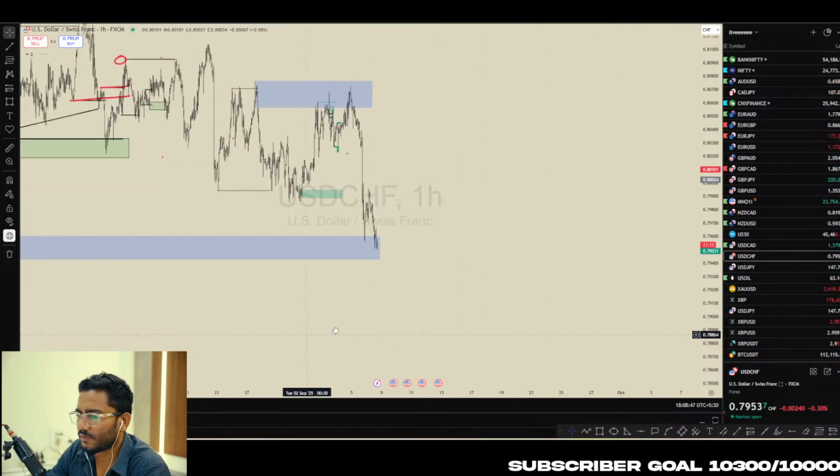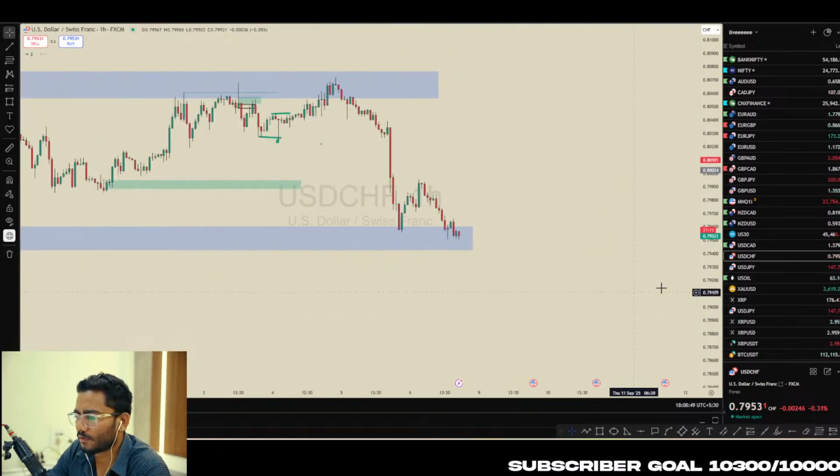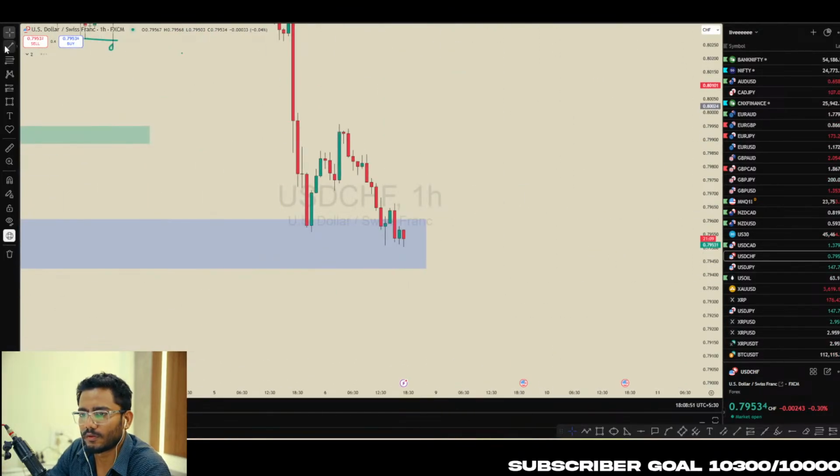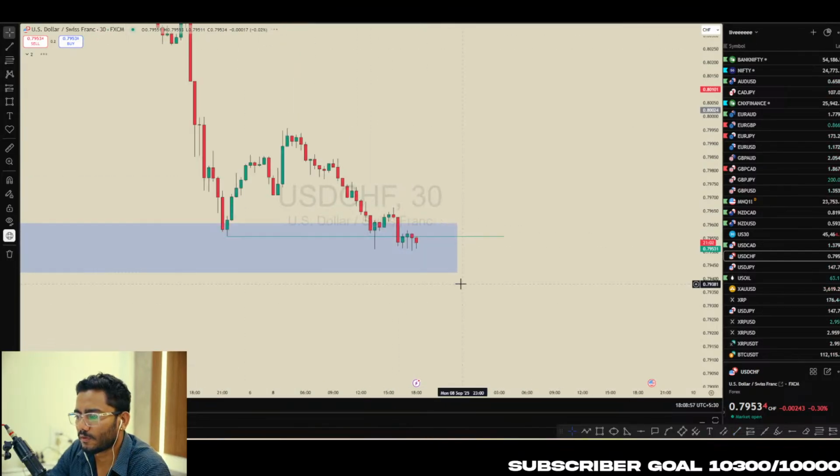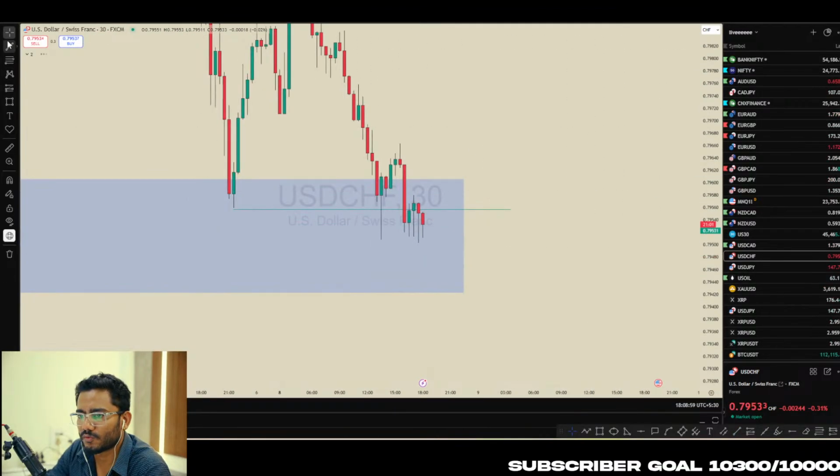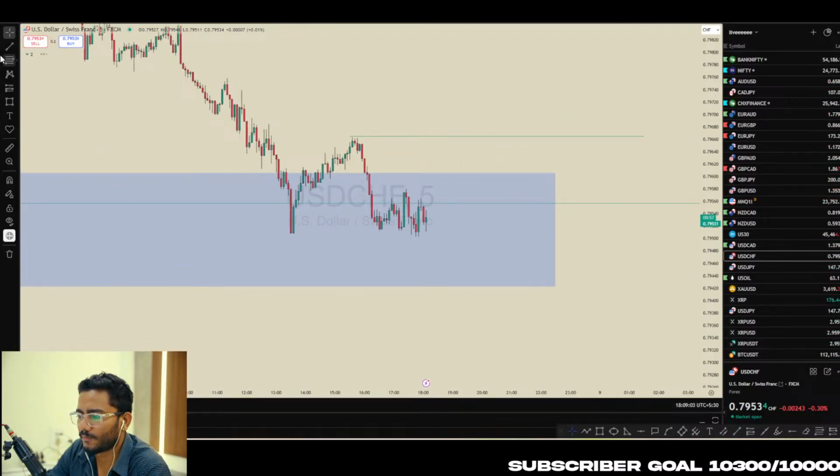USD CHF is at POI. We have this low, so there's sell side liquidity below this area which has been swept out. Wait for price to break this high now, then you can look for entry.